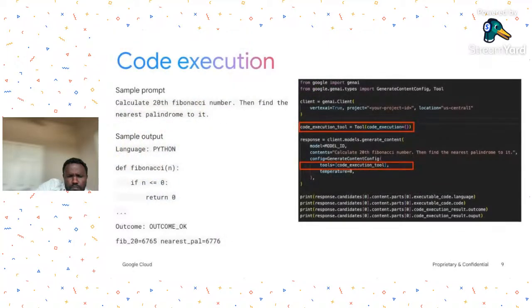And another built-in tool that Flash 2.0 comes with is code execution. This code execution feature enables your model to generate and run Python code and then learn iteratively from the result until it arrives at a final output. So you can use this code execution capability if you are building an application that would really benefit from code-based reasoning. Use it pretty similarly to the Google search tool. You just add code execution as a tool, which you can see in the red boxes here in the code on the right, and the model decides when to use it.